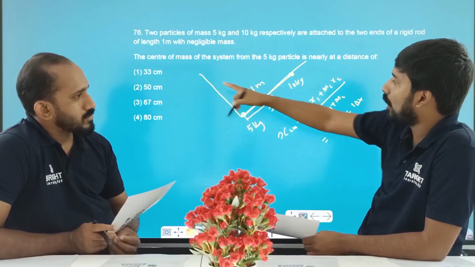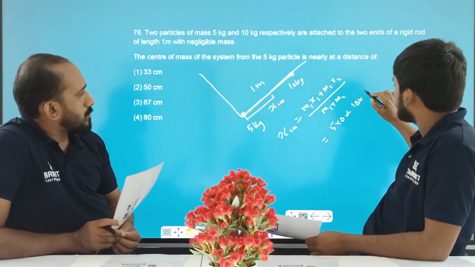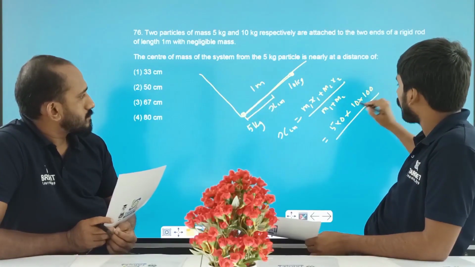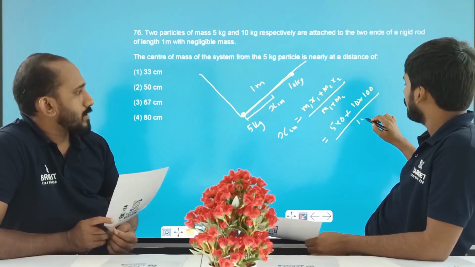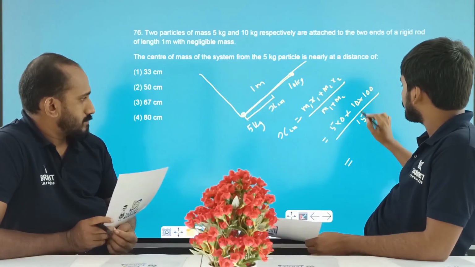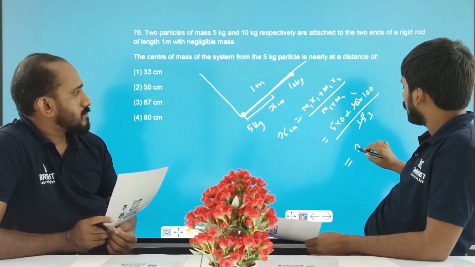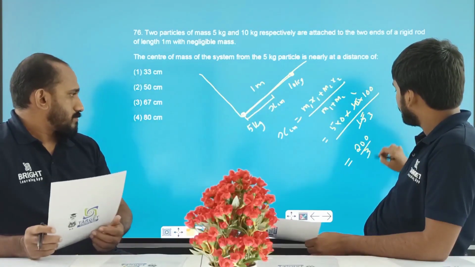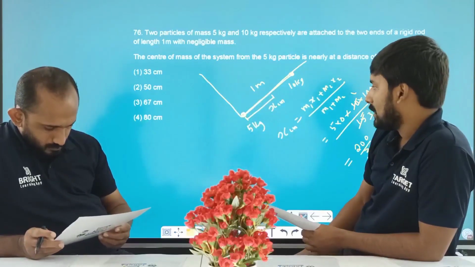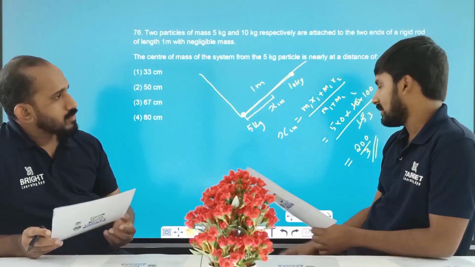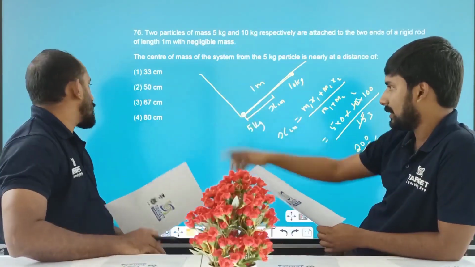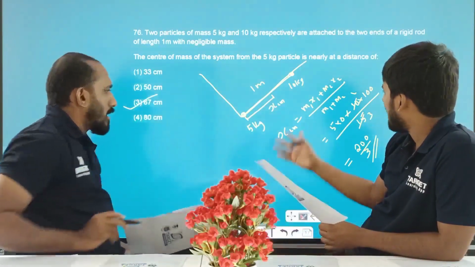The options are in centimeter, so we can take 100 centimeter. Divided by the total mass, 5 plus 10, 15. That is equal to 2 by 3, so 200 by 3 is the right answer. That is approximately 67 centimeter. We can log the answer.